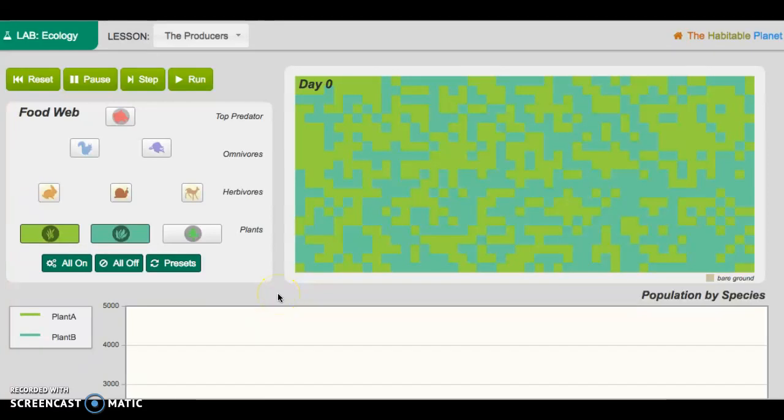Hey science crew, this is the website for the lab that we did in class on populations and food webs. So to understand this website, you need to take a look around first. And what do you see?